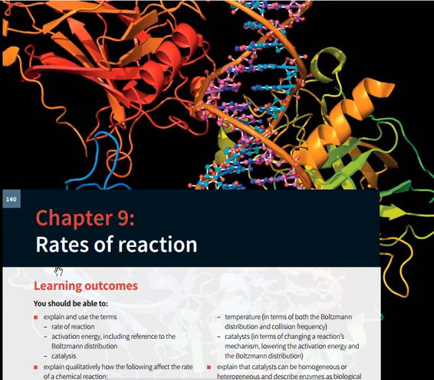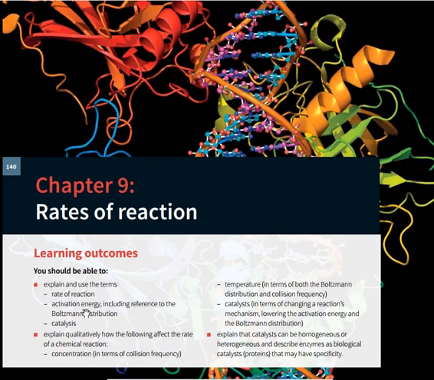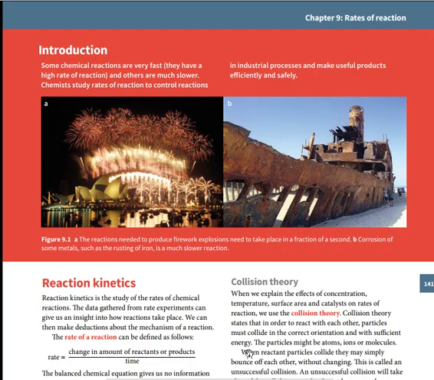Hello, this tutorial is on rate of reaction. With the learning outcomes, you should know how to explain and use the terms rate of reaction and activation energy, including reference to Boltzmann's distribution. You have catalysis. Explain qualitatively how the following affect the rate of a chemical reaction: concentration, temperature, and catalyst. Explain how catalysts can be homogeneous or heterogeneous, and describe enzymes as biological catalysts. So this is rate of reaction part 1.